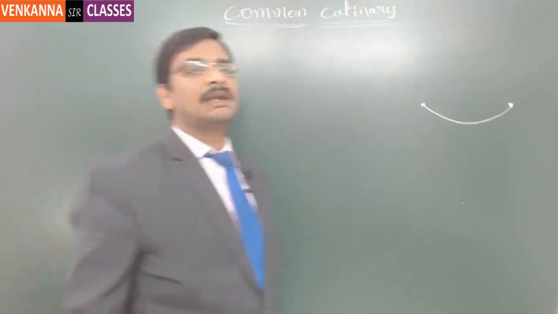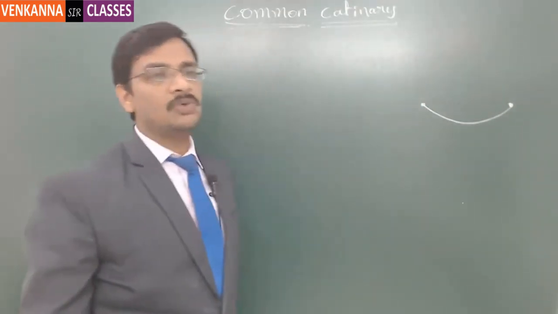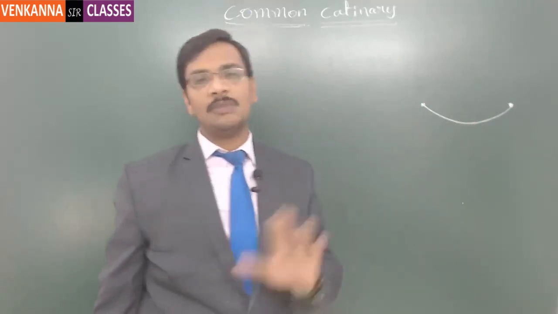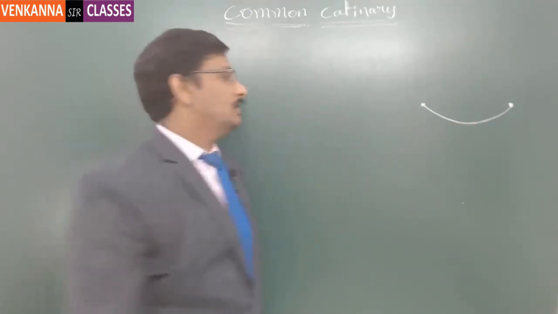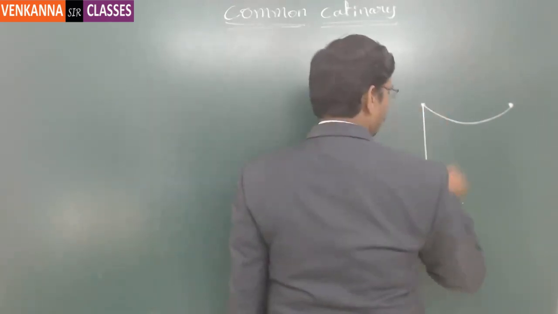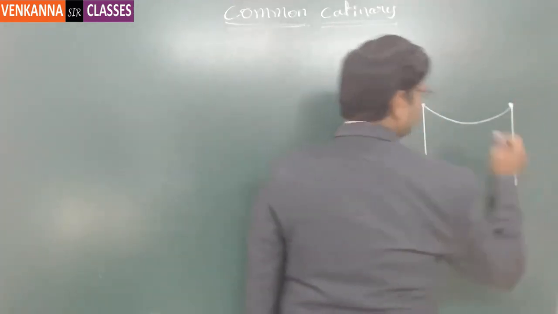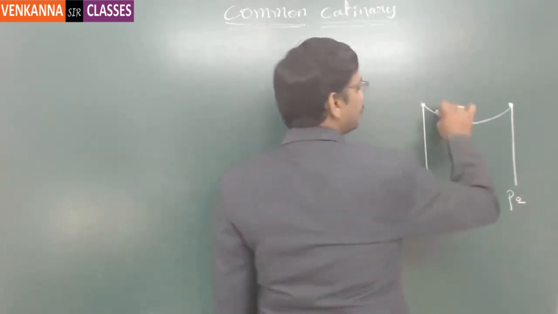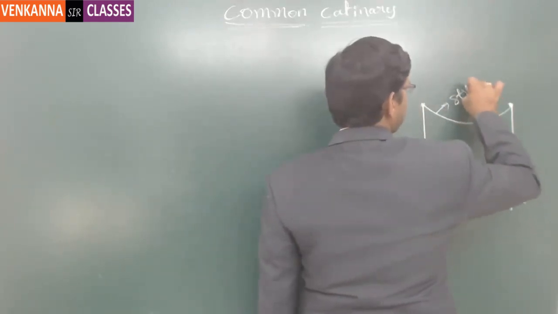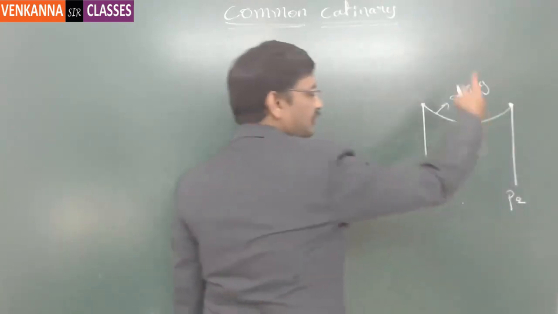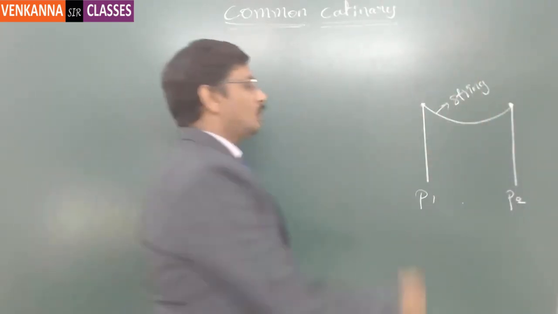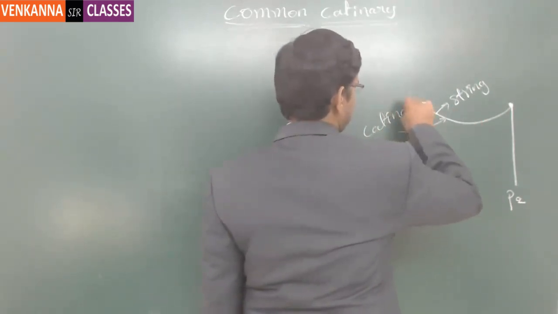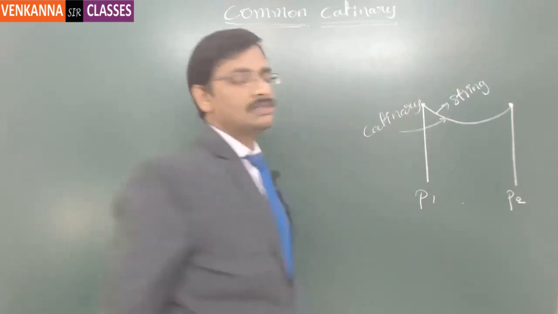Usually like in electrical poles, right? You might have noticed that the electrical wire connected between two different poles is nothing but a catenary. Here there is one pole here and one more pole here. This is pole 1 and this is pole 2, and this is the string. And the shape that is going to form is what is called the catenary.